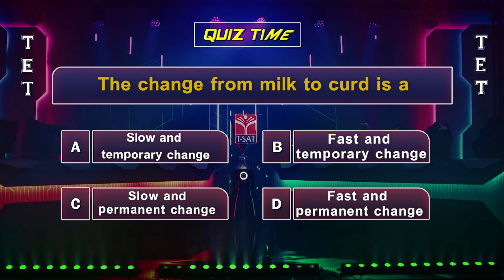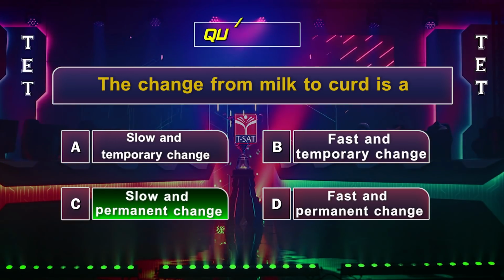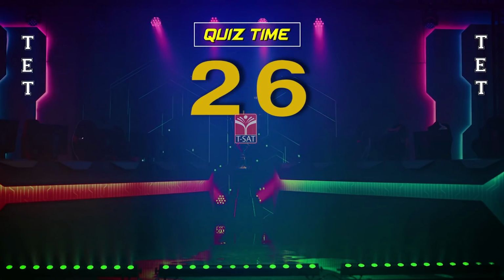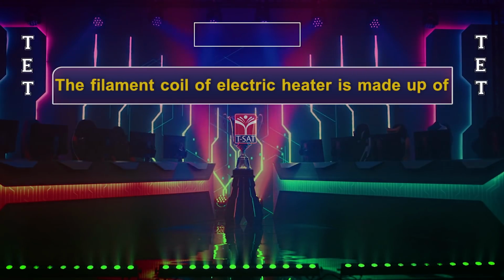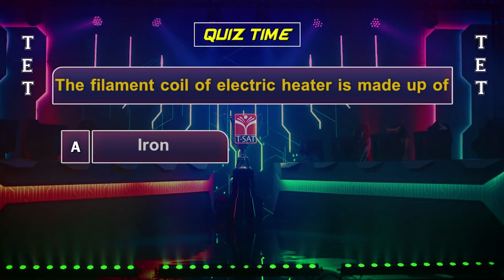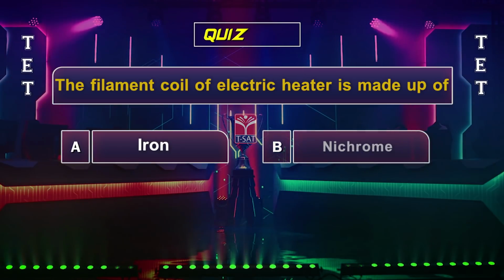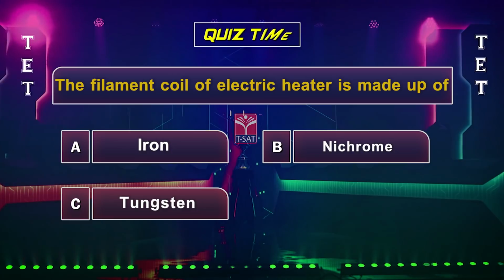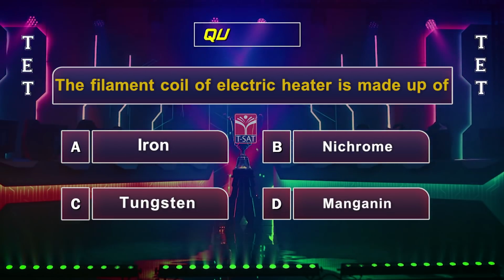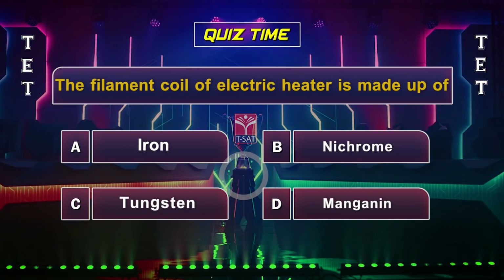The correct answer is option C, slow and permanent change. 26th question. The filament coil of electric heater is made up of option A, iron. Option B, nichrome. Option C, tungsten. Option D, manganese. Your time starts now.